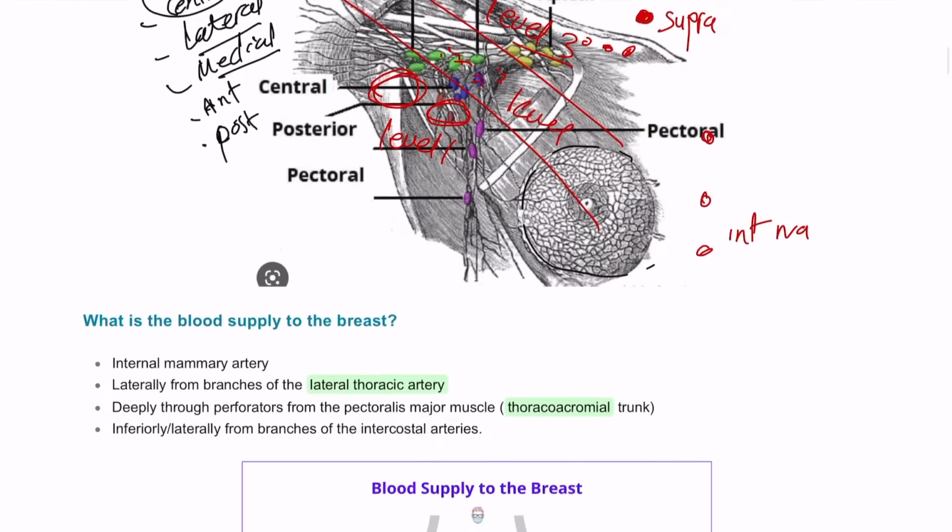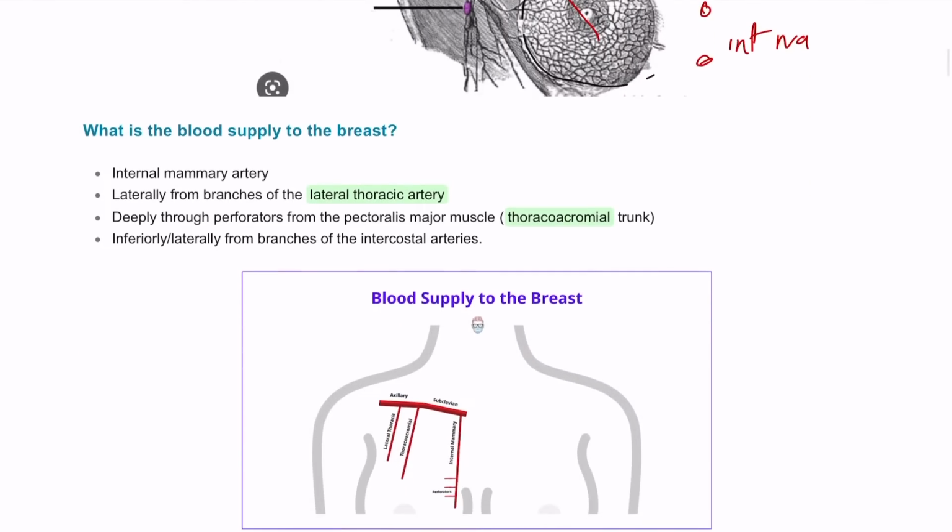All right. Moving forward, what is the blood supply of the breast? So usually you have the subclavian artery on both sides. Obviously you have the aortic arch, and you have the left subclavian artery coming separately, and then the common carotid artery, and then you have the brachiocephalic, which gives the common carotid artery and the subclavian artery.